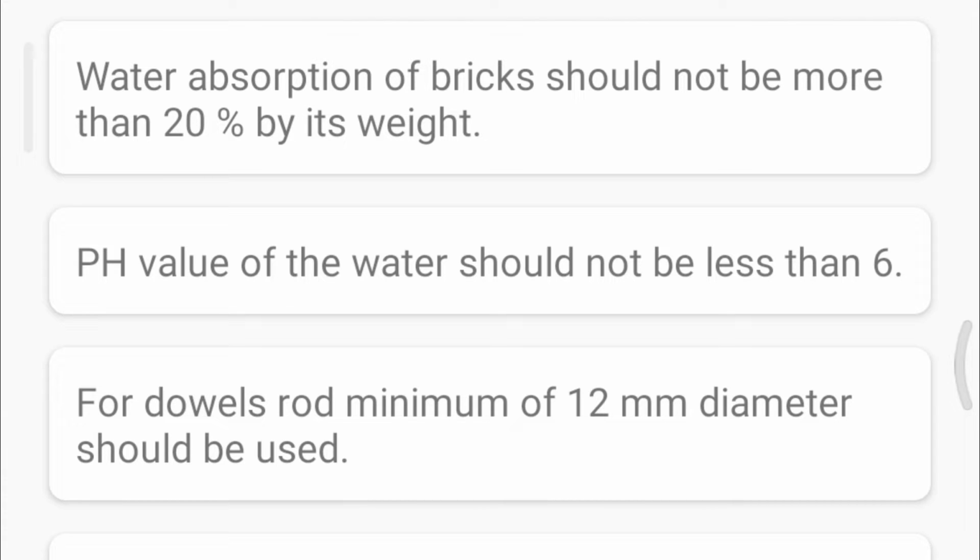Today we're going to see some important points to remember in the civil engineering interviews. So the first point, water absorption of brick should not be more than 20% by its weight. Then pH value of water should not be less than 6.